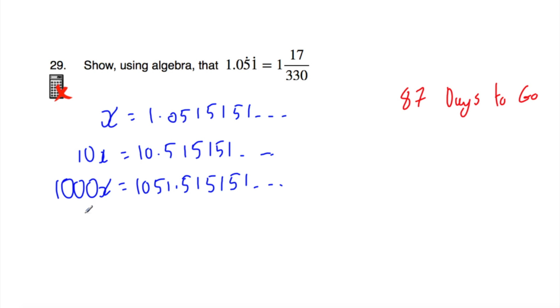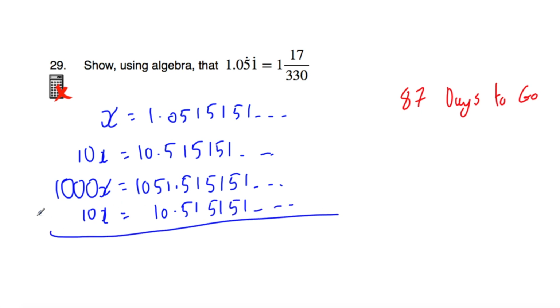What I'm now going to do is write the 10x beneath the 1000x, so 10.515151 and so on. And we're going to take them away, because if we take these away, this recurring bit cancels out. So 1000x take away 10x is 990x. And on the right hand side, the bits after the decimal point will just become 0. So we've got 1051 take away 10, that's going to be 1041.